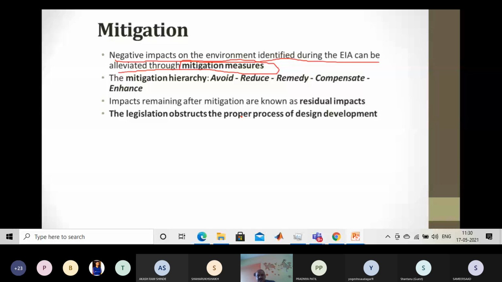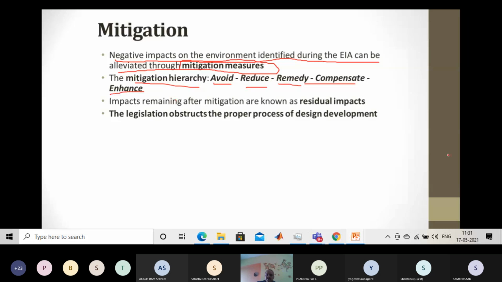Now the zero waste concept comes into the picture. Means whatever waste is produced from that industry is utilized in the same industry. Such new technology and new concepts come into the picture. So the mitigation measures need to be considered. The mitigation hierarchy: avoid, reduce, remedy, compensate and enhance.